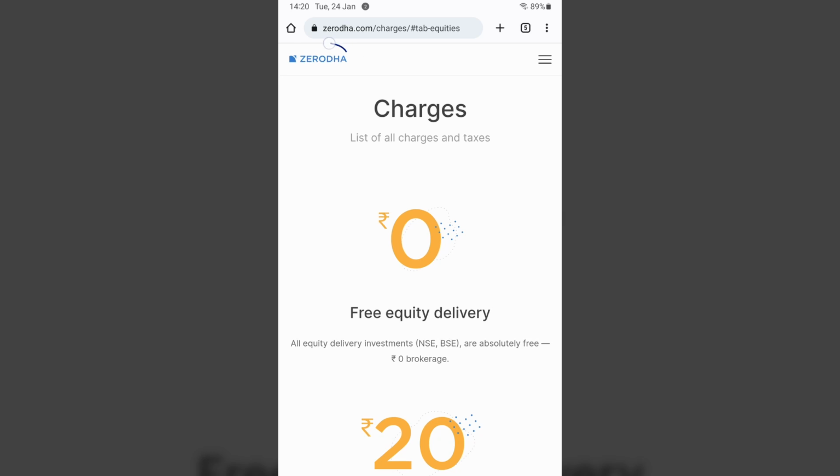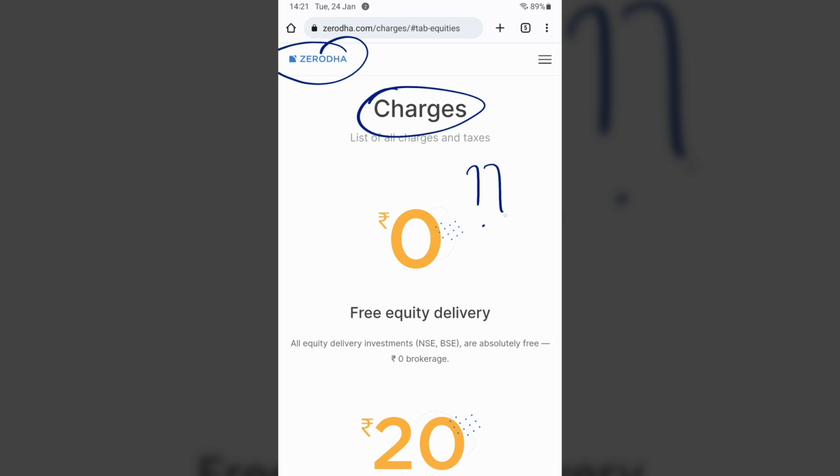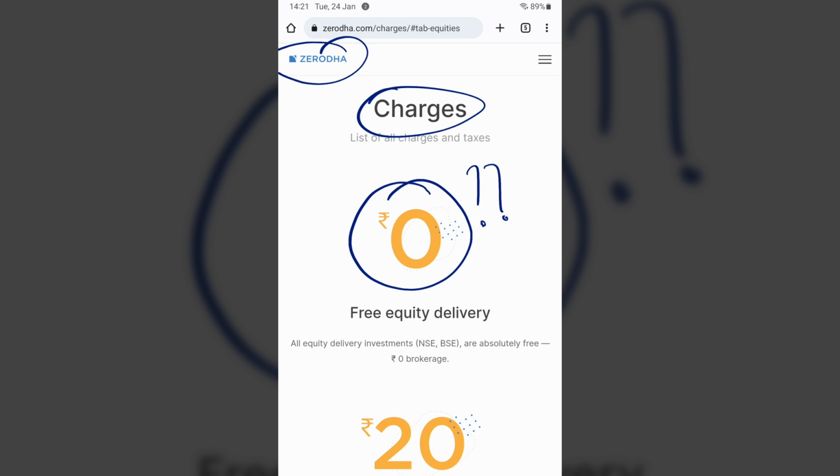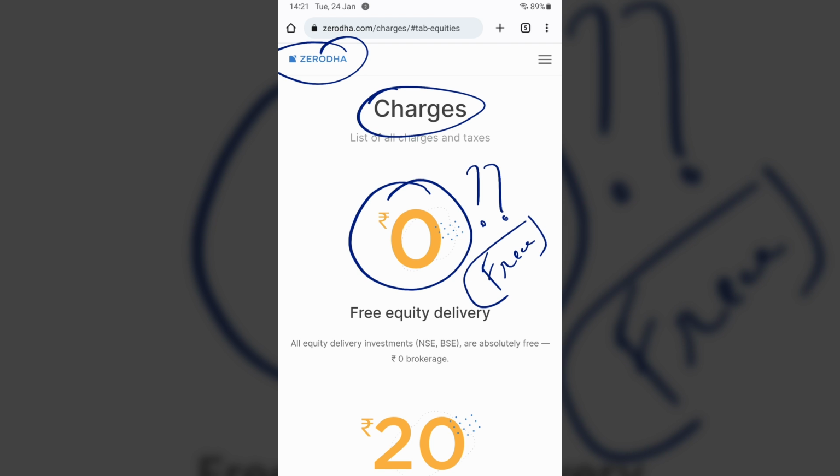Hi friends, today we are looking at Zerodha's charges. What is the amount that you pay when you trade or buy stocks for the long term using Zerodha? Is it really 0 rupees? Is it really free? A lot of you who are new to the stock market wonder about this. So let me break it down for you in full details.